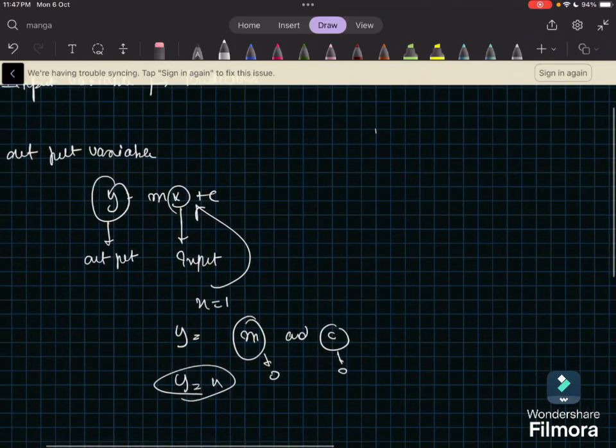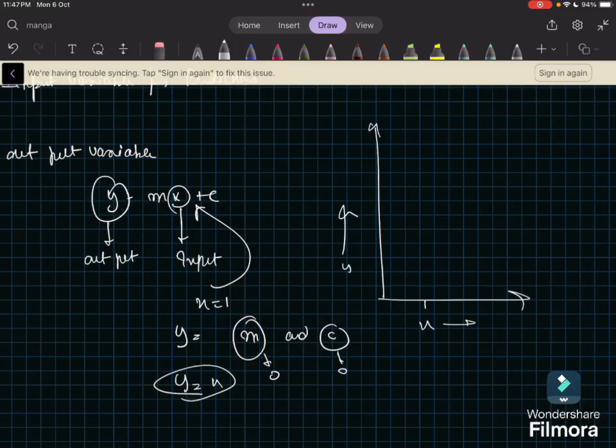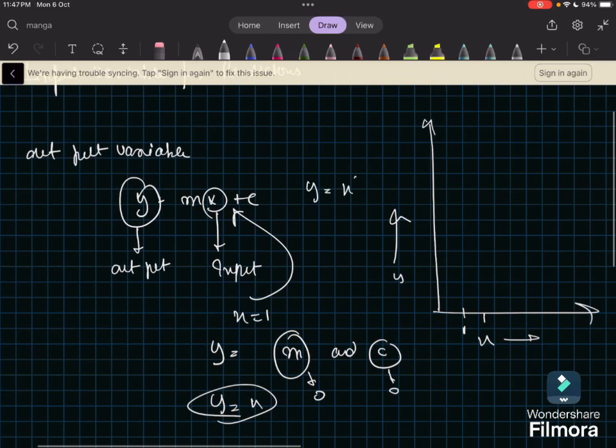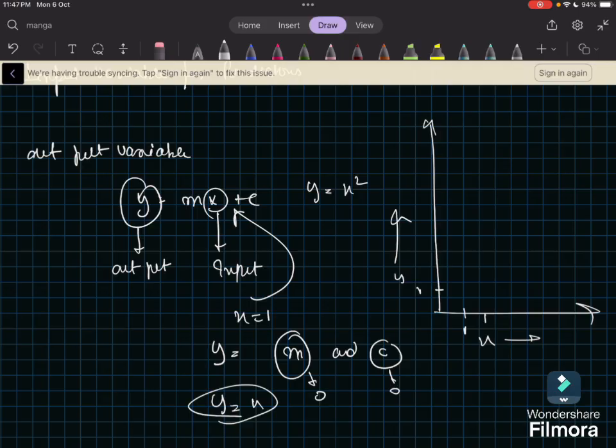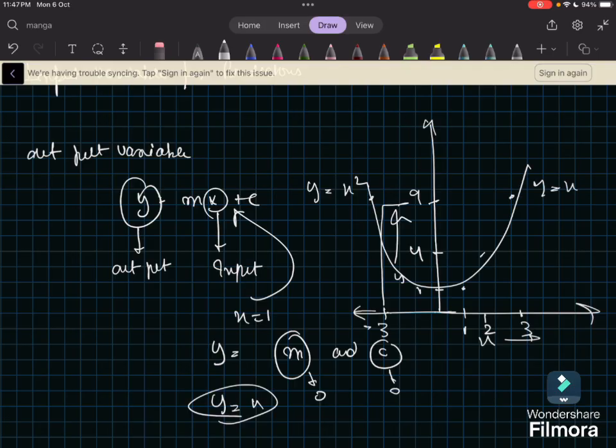In a graphical notation, we have values of x and we have values of y. For x equal to 1, if our function is y equal to x square, then y will be 1. If we put the input as 2, y will be 4. If you put the input as 3, then y will be 9. If you put the input as -3, then also y will be 9. So our graph will be somewhat this, y equal to x square.